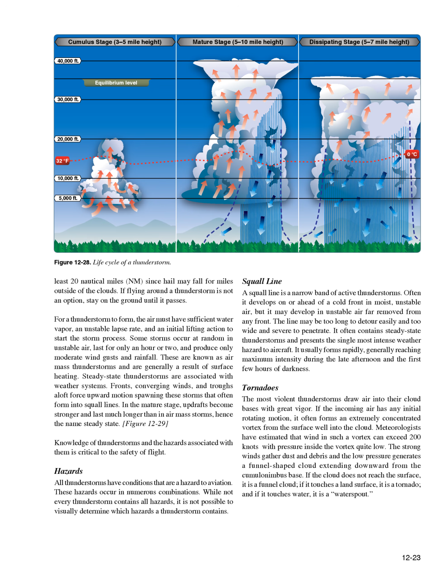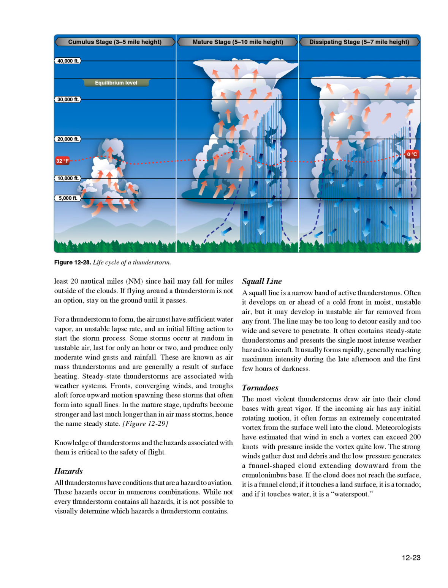Squall line. A squall line is a narrow band of active thunderstorms. Often it develops on or ahead of a cold front in moist, unstable air, but it may develop in unstable air far removed from any front. The line may be too long to detour easily and too wide and severe to penetrate. It often contains steady-state thunderstorms and presents the single most intense weather hazard to aircraft. It usually forms rapidly, generally reaching maximum intensity during the late afternoon and the first few hours of darkness.